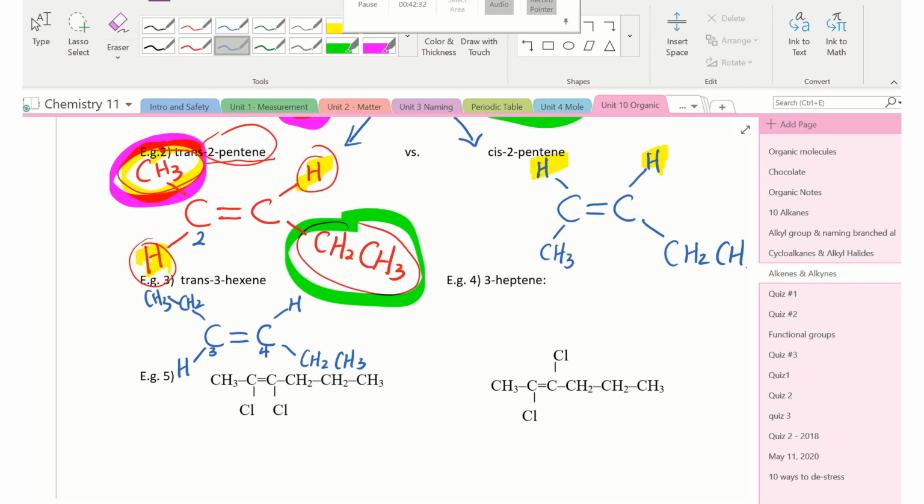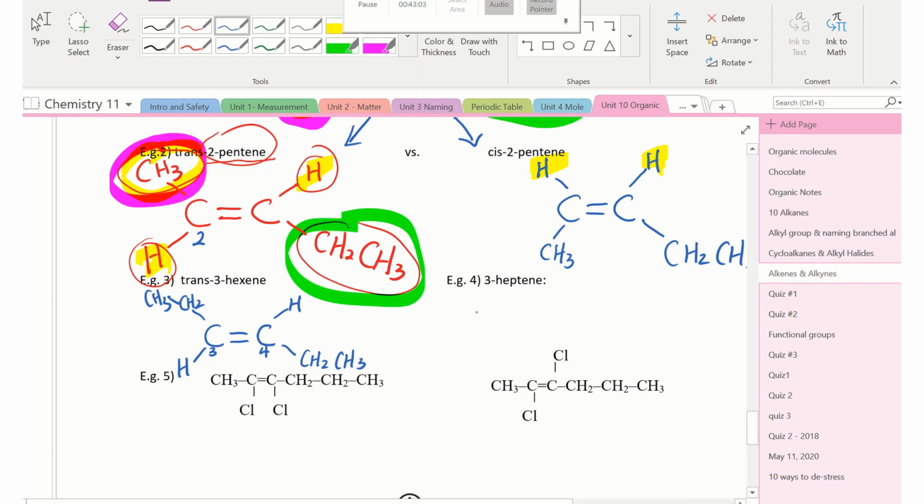Okay, now example 4, almost the end, guys. Hang in there. Example 4 is just indicated as 3 heptene. Okay, so it doesn't really indicate the cis or trans isomer. So for this, you don't need to worry about it. But in fact, for this one, it does have 2 different isomers as well.